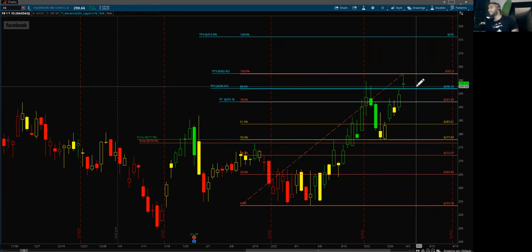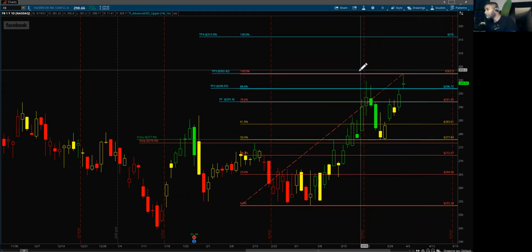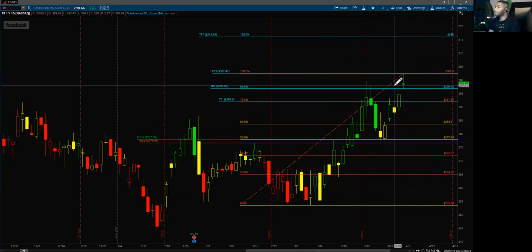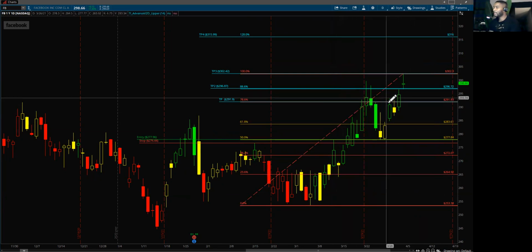So let's see what happens on the next business day, because again, it may not break through to 304 or 302. Although the last price that it closed at was here. It closed here. But anyway, I'm just expecting a bull run from Facebook, but I'm building it based off of the fibs.